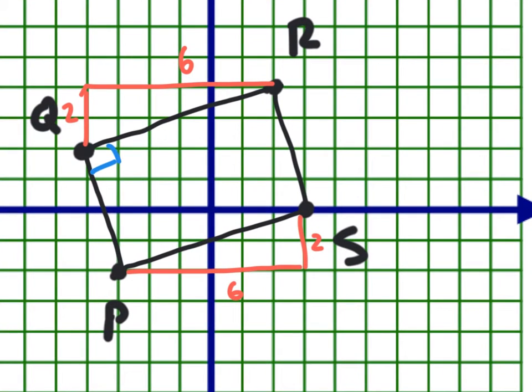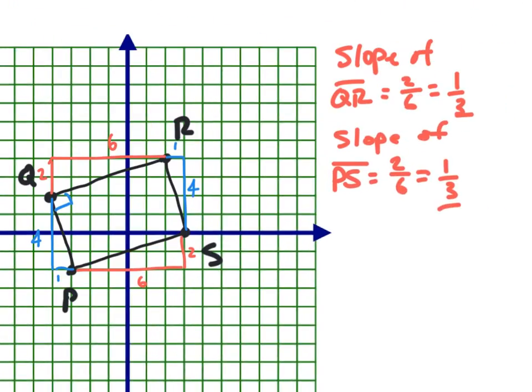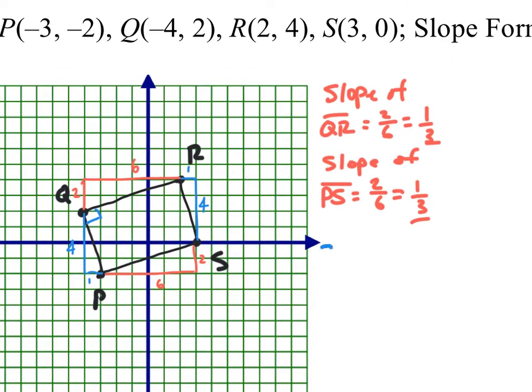So I'm going to come over here to QP and draw that triangle, and we're going to go down and over. We're going to go up and over here. So this is a 4 by 1 and a 4 by 1. Okay, so if I wanted to figure out the slope of QP, that's going to give me negative 4 over 1.